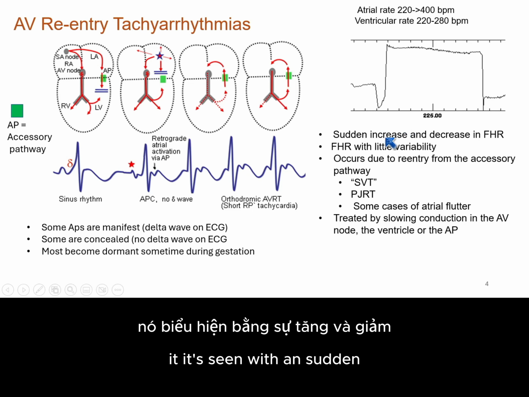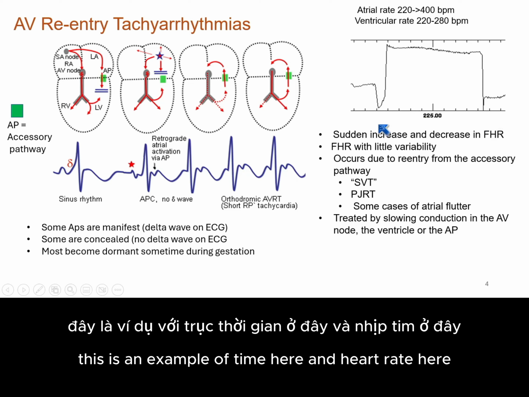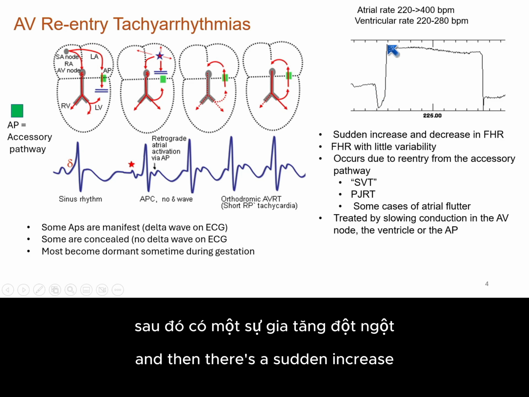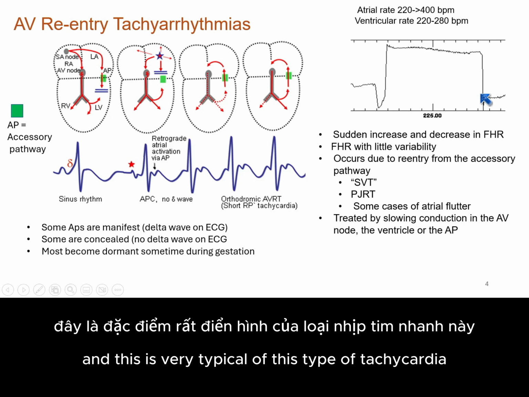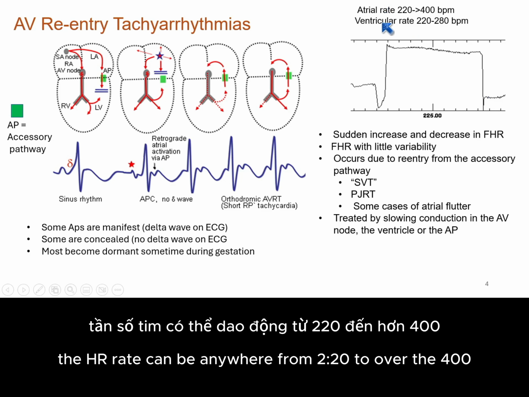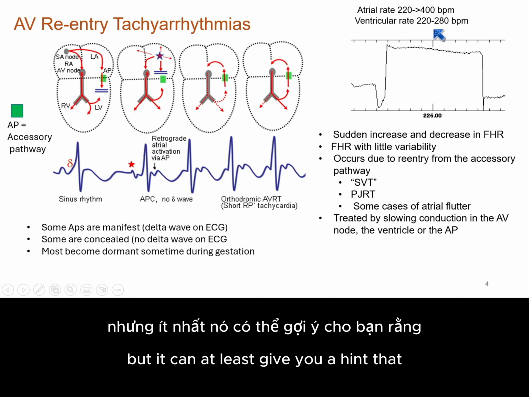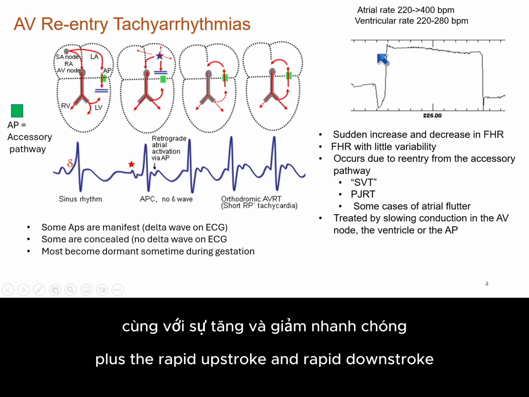It's seen with a sudden increase and decrease in heart rate. This is an example of time here and heart rate here, and you can see that things are pretty normal, and then there's a sudden increase and a sudden decrease, and this is very typical of this type of tachycardia. The atrial rate can be anywhere from 220 to over 400, and the ventricular rate is typically 220 to 280. This isn't an absolute, but it can at least give you a hint that that's the type of tachycardia you're dealing with, plus the rapid upstroke and rapid downstroke.